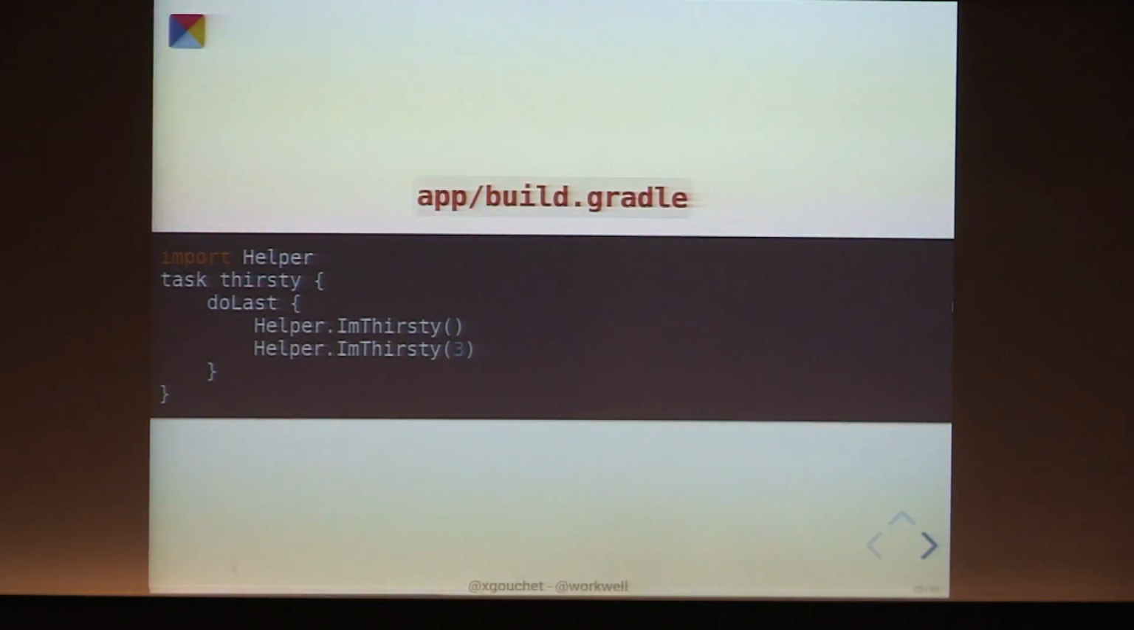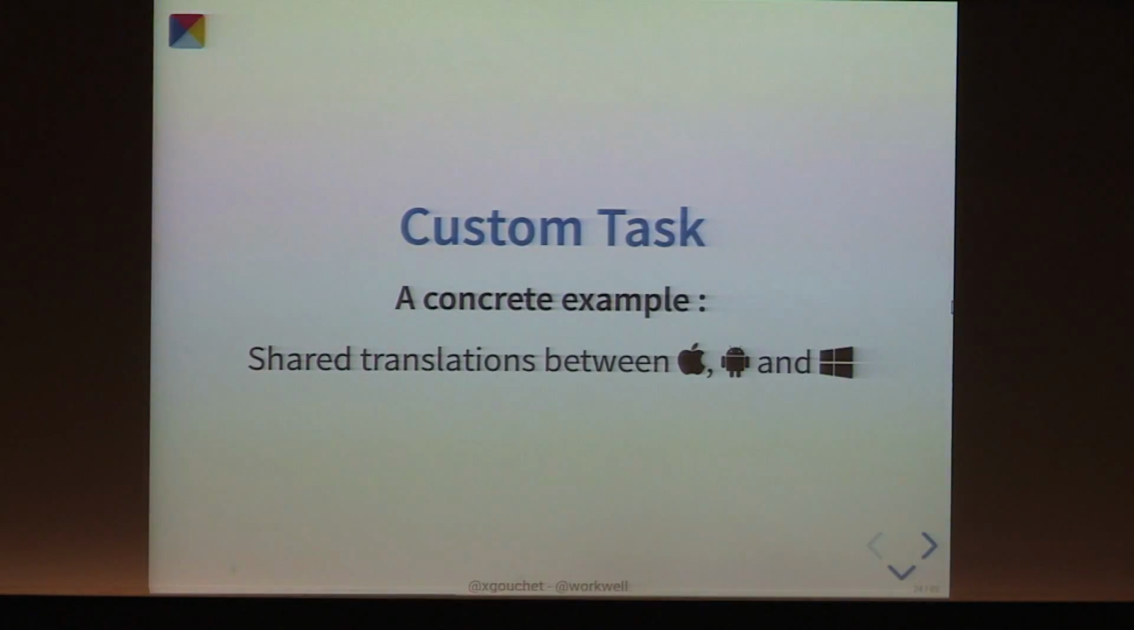And so here's something that you can do. You can create your own task and say, okay, whenever I execute my task, the last thing that I'm going to do is call my helper's I'm thirsty method, either without a parameter or with it. So this is pretty abstract because it's just a for loop that prints things. But you can actually do something more concrete. So we're going to look at a real example.